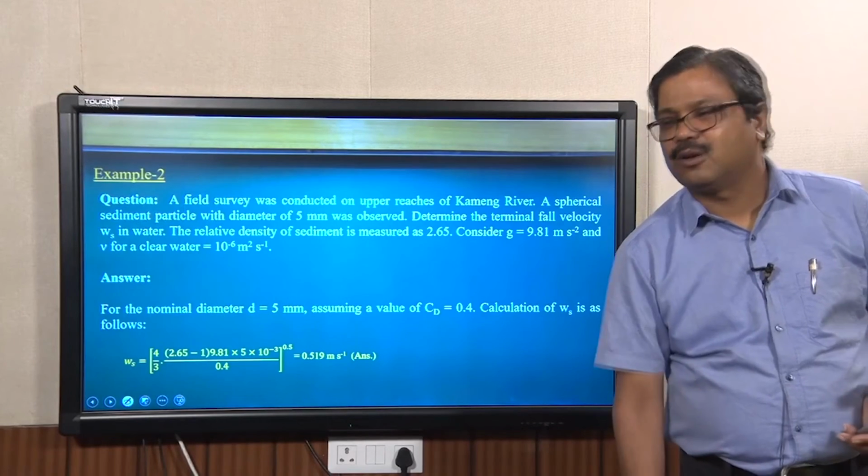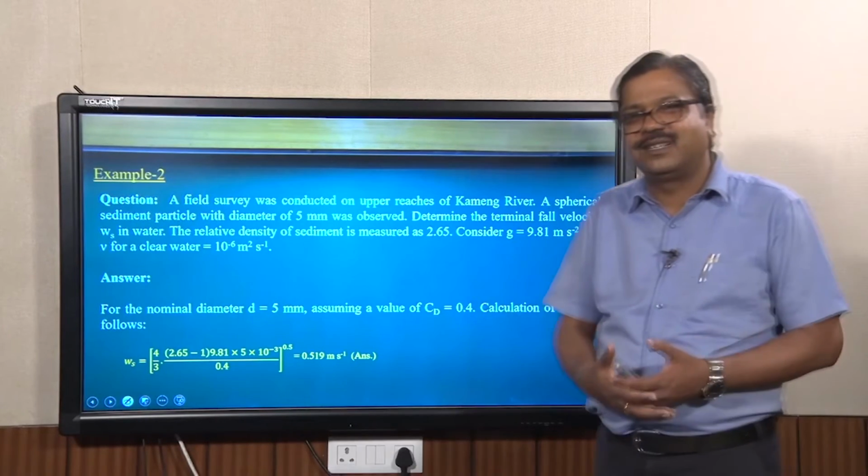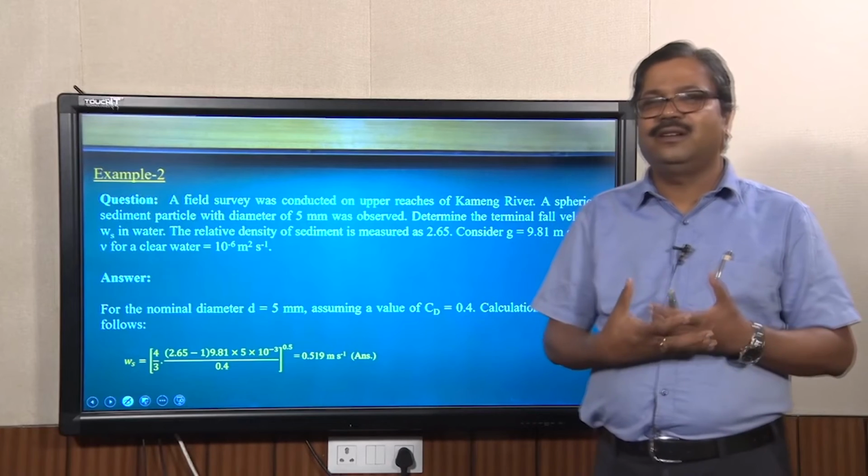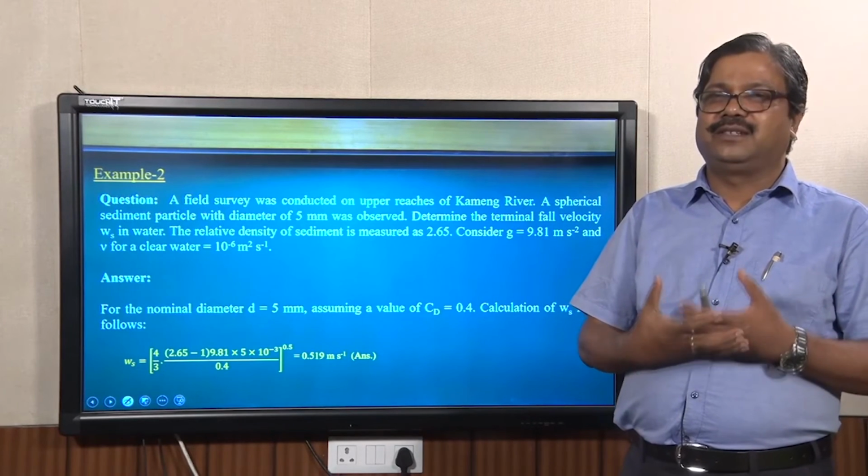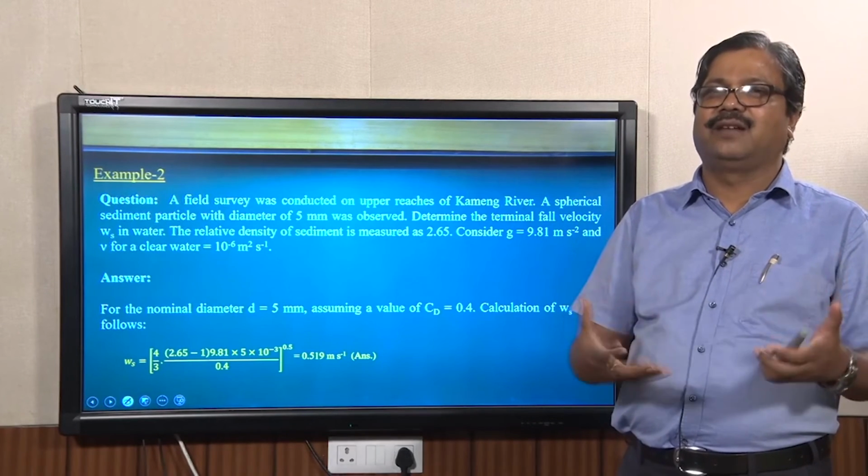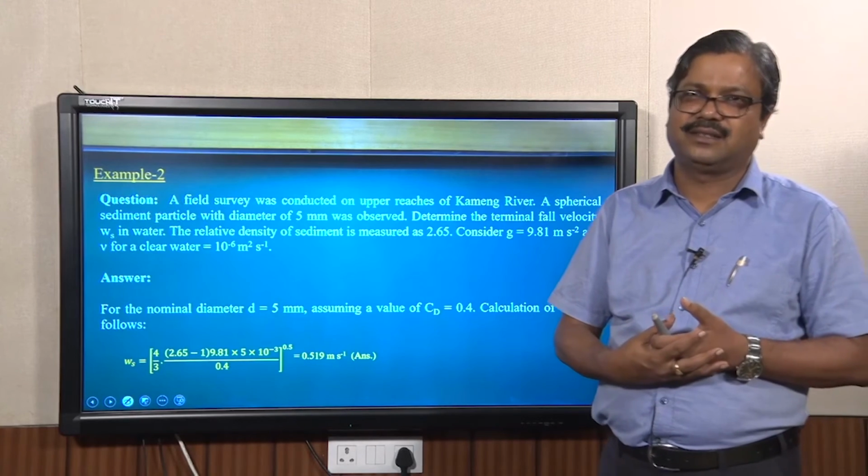You can find a series of equations in any fluvial hydrodynamics book. A lot of people have done a lot of research to find out what the terminal velocity of sediment particles could be when they have different sediment concentrations.